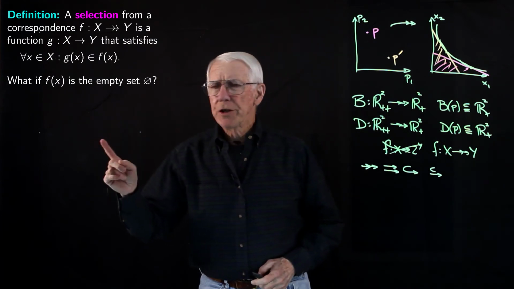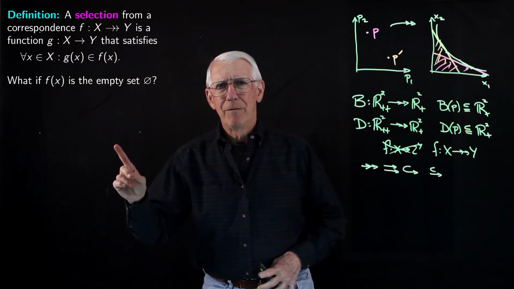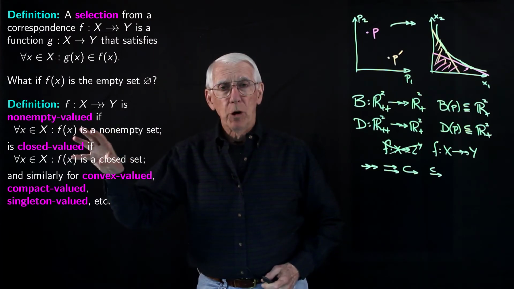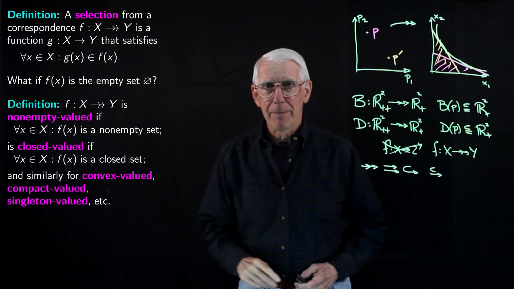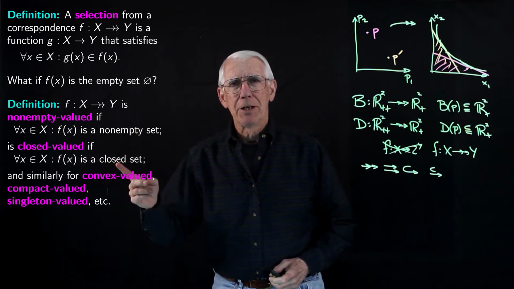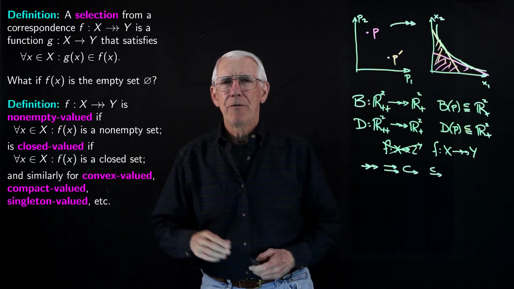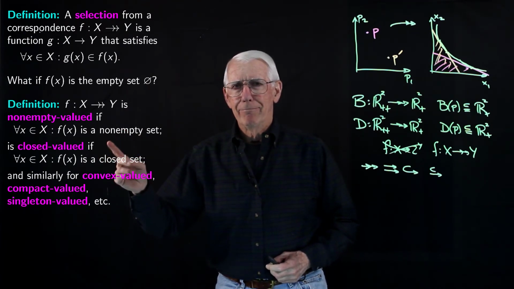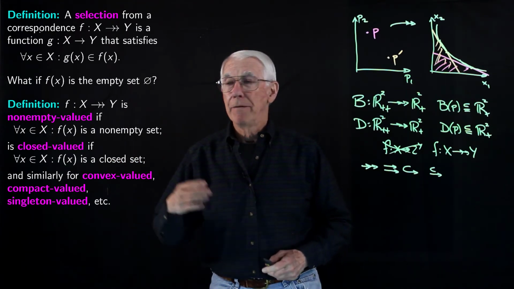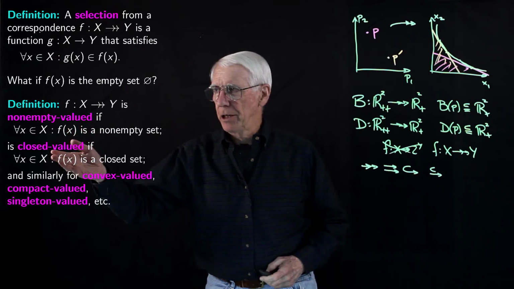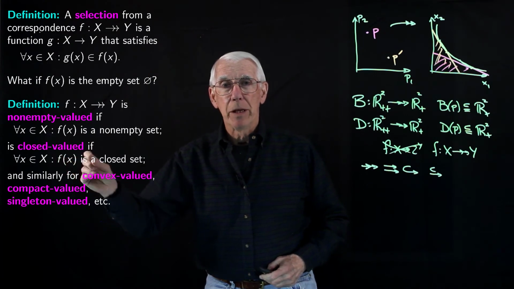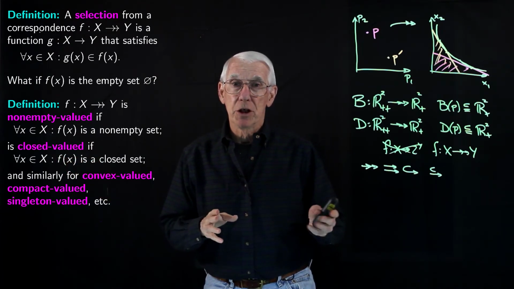Now, I just used the term non-empty valued for a correspondence, and here's a formal definition of the notion of a non-empty valued correspondence. It's really just what the words say. That is, a correspondence is non-empty valued if at every point x in the domain, the image f of x is a non-empty set. And in fact, we use the same kind of terminology for a bunch of other properties that sets have that we then can transfer to the images of the correspondences.